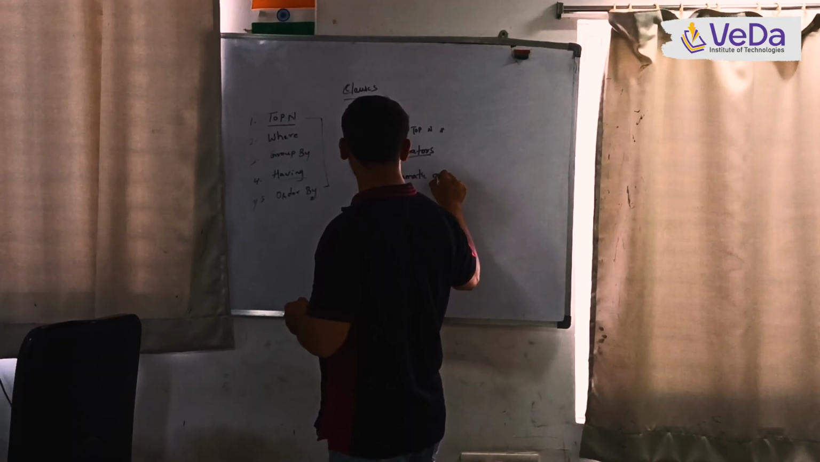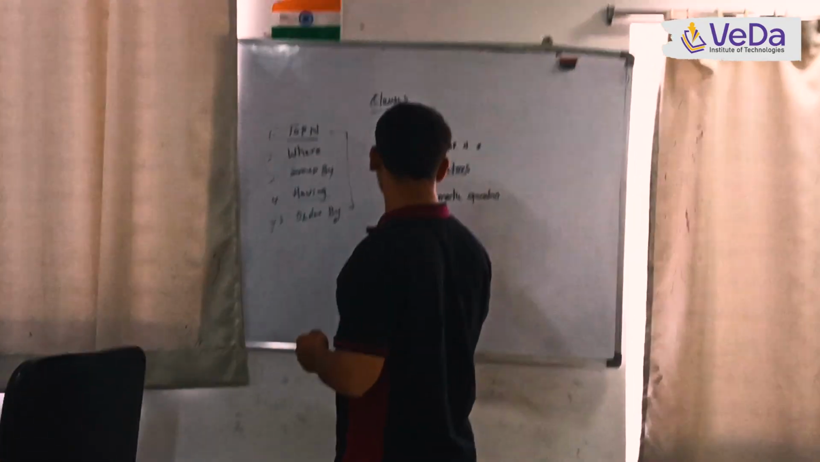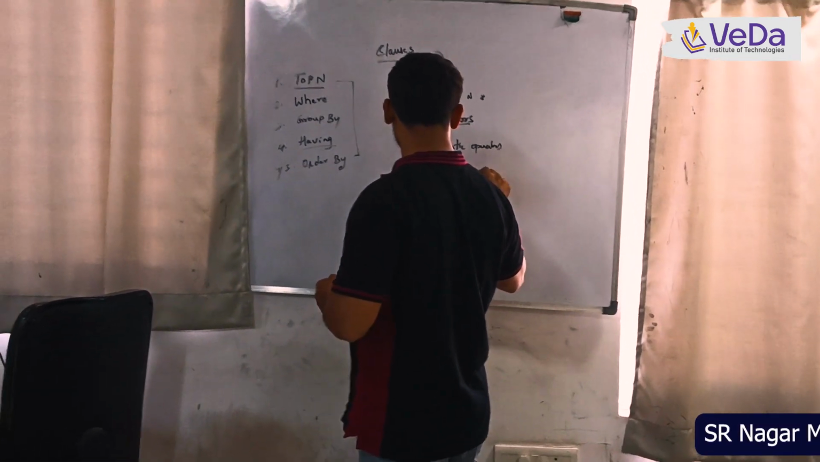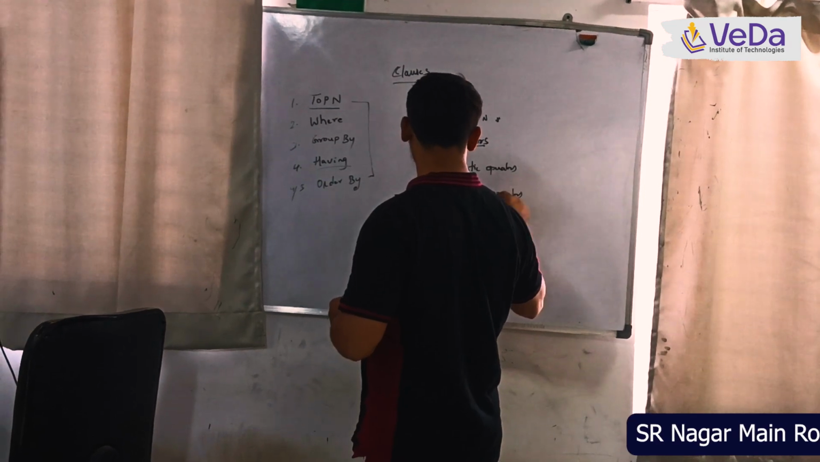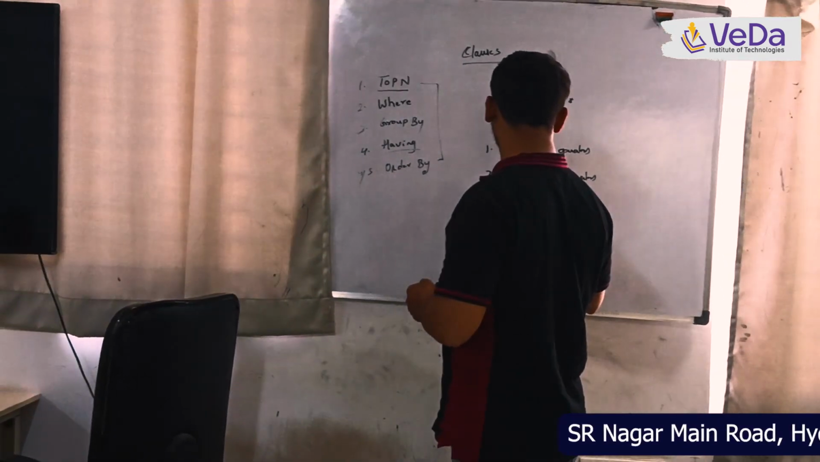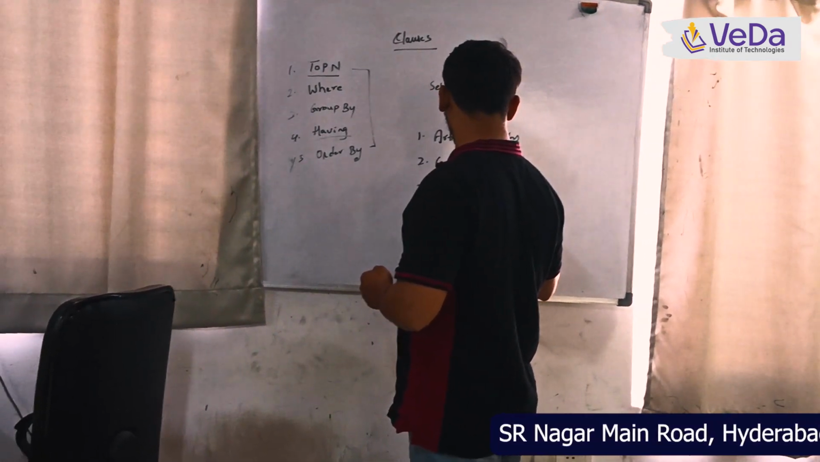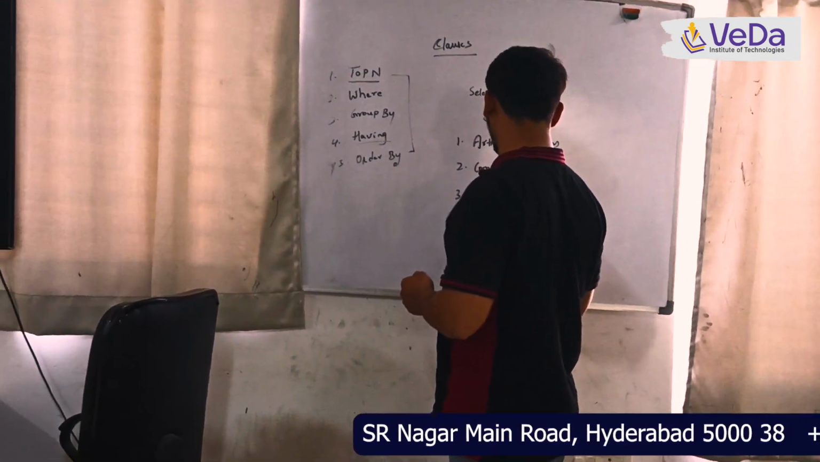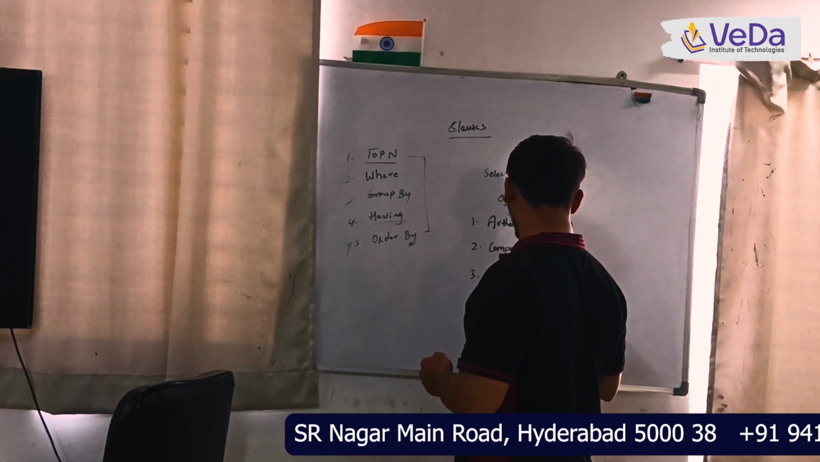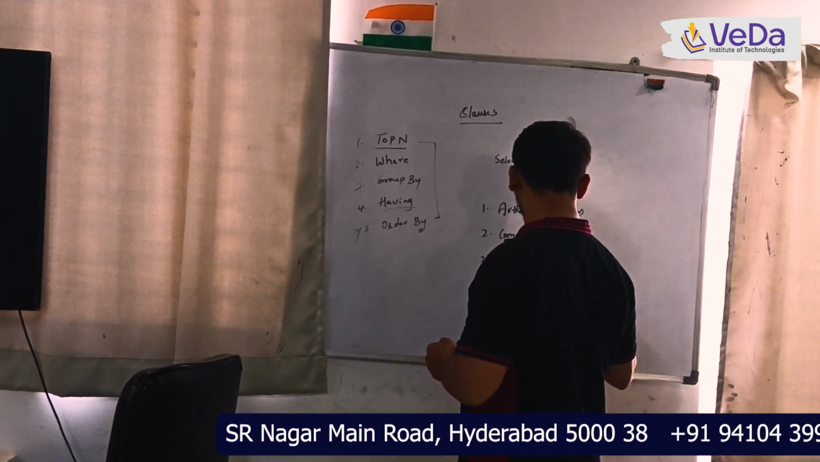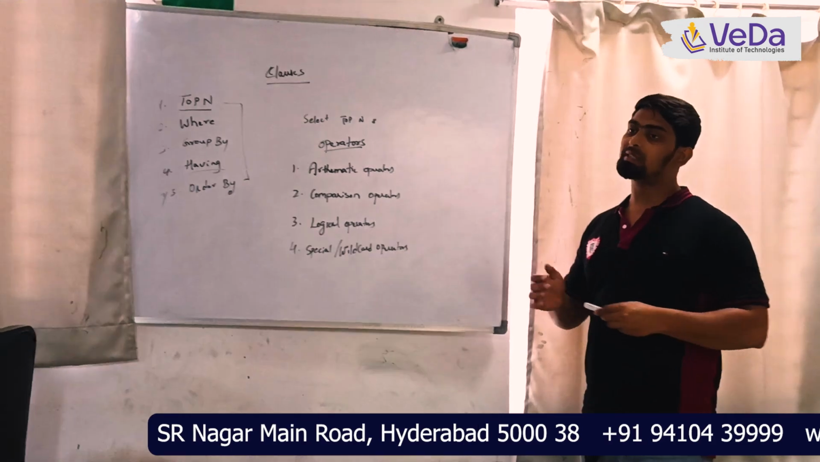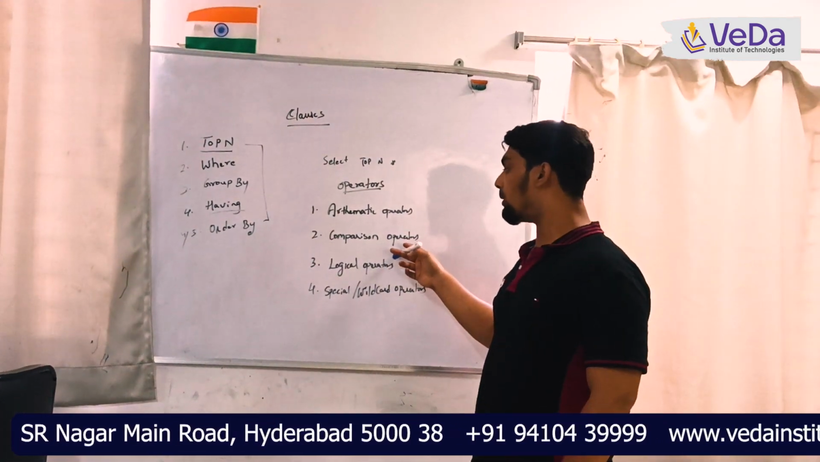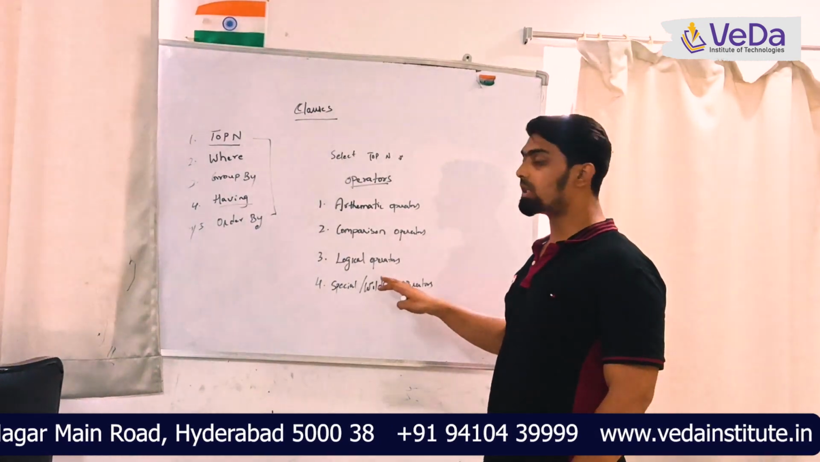Along with operators, comparison operators, logical operators, and special or wildcard operators. Operator types that we have in SQL. What are those? Arithmetic operators, comparison operators, logical operators, and special or wildcard operators.